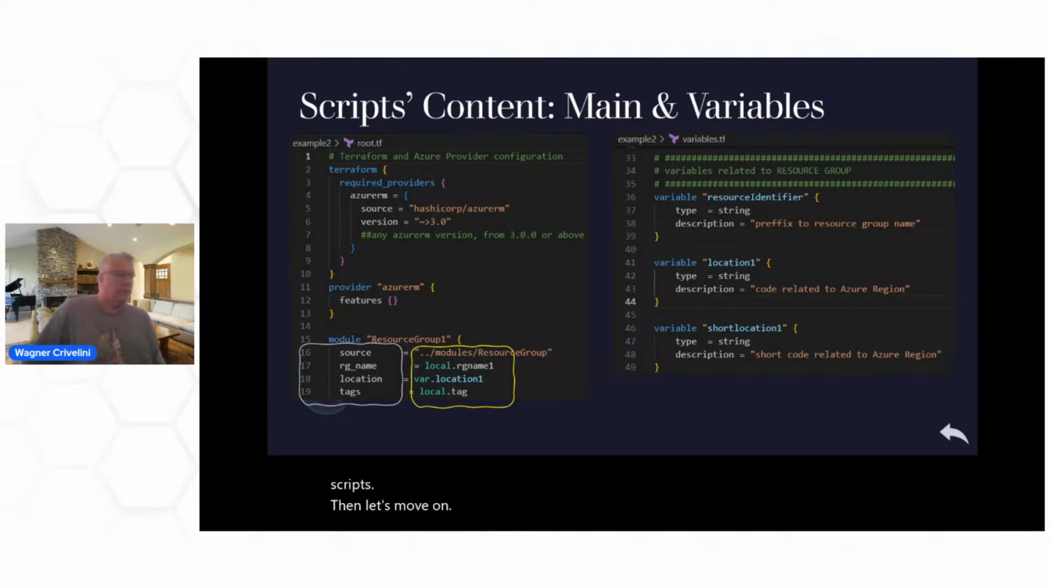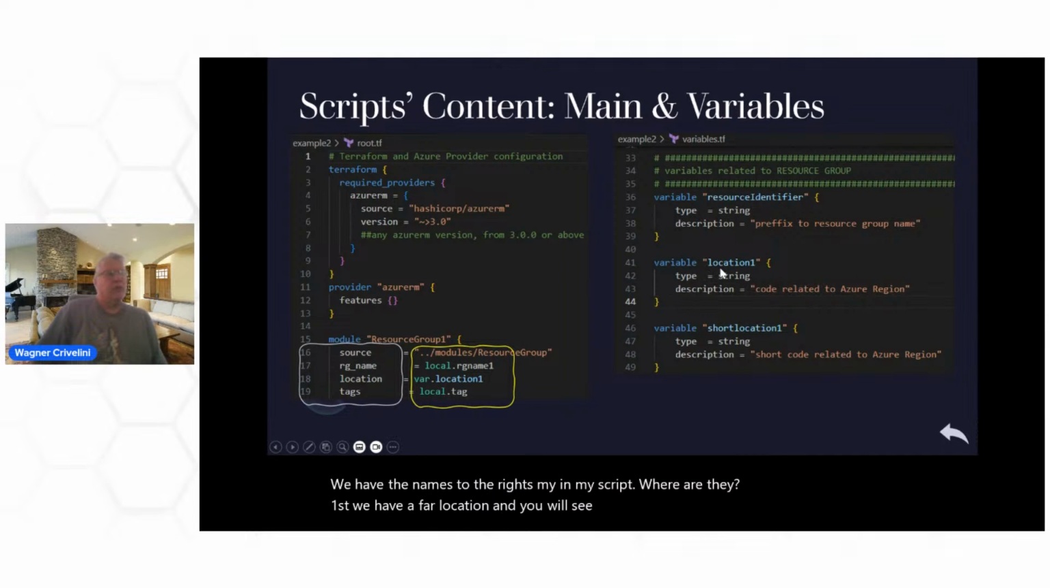Now we have the names to the right in my script. Where are they? First, we have a var location, and you will see var location in here, defining the variables here. And we have two local variables. Local variables, as I mentioned, are, let's say, derived variables. Variables derived from other variables.